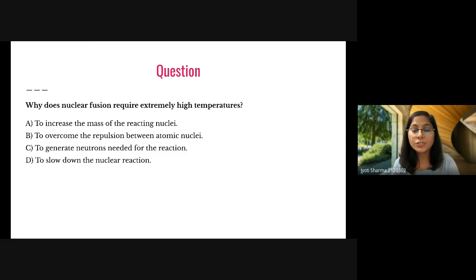Okay, the next question is about nuclear fusion, but not nuclear fission. Why does nuclear fusion require extremely high temperature? We have four options: A, to increase the mass of the reacting nuclei; B, to overcome the repulsion between atomic nuclei; C, to generate neutrons needed for the reaction; and D, to slow down the nuclear reaction. So why does nuclear fusion require extremely high temperature?